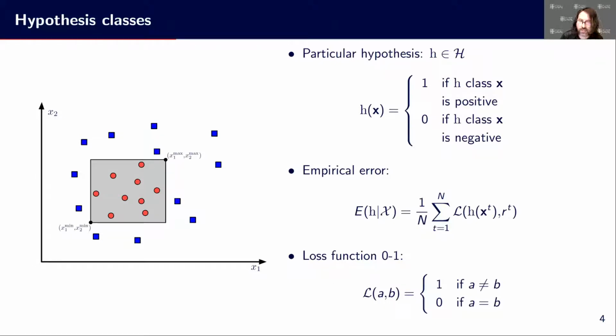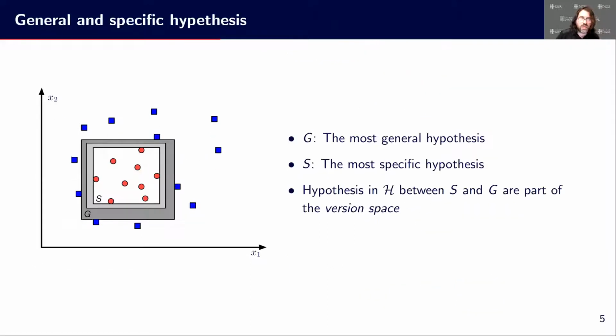So this is an example of empirical error. We can see that we have a general and a specific hypothesis. Let's say that G is the most general hypothesis here, and S is the most specific. If we want a model for which there are no errors, we have two extreme cases.